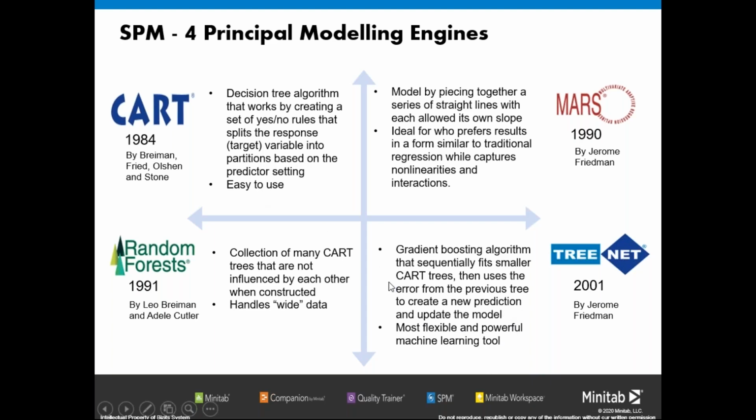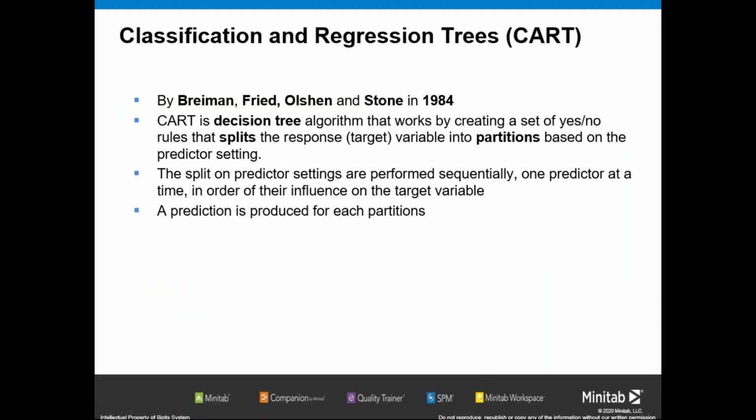Okay, but almost all of random forest and TreeNet come from CART first. So that's why for today we focus on CART, classification and regression tree. As I said, CART is a decision tree algorithm that works by creating a set of yes or no rules that split the response, our target variable, into partitions based on the predictor settings. Then a prediction is produced for each partition.